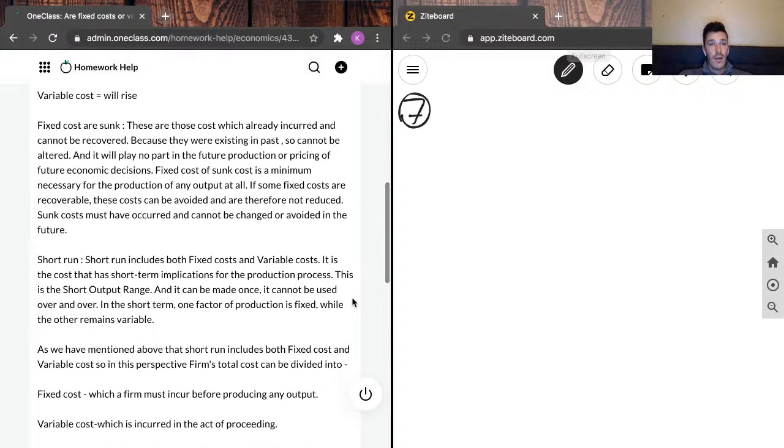Fixed costs are sunk. These are those costs which are already incurred and cannot be recovered because they were incurred in the past, so they cannot be altered. And they will play no part in future production or pricing or other future economic decisions. Fixed cost, or sunk cost, is the minimum necessary for the production of any output at all. If some fixed costs are recoverable, these costs can be avoided and are therefore not sunk. Sunk costs must have occurred and cannot be changed or avoided in the future.